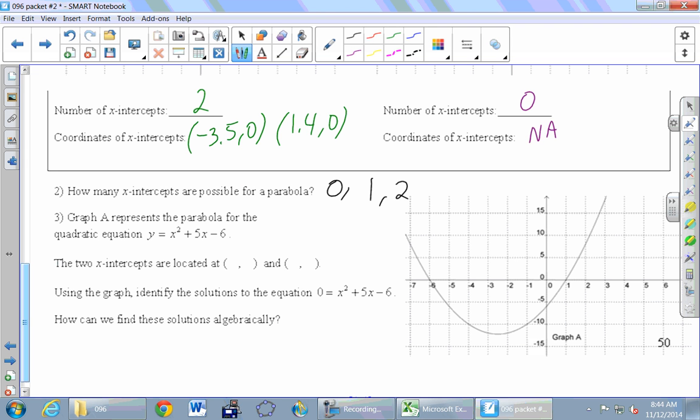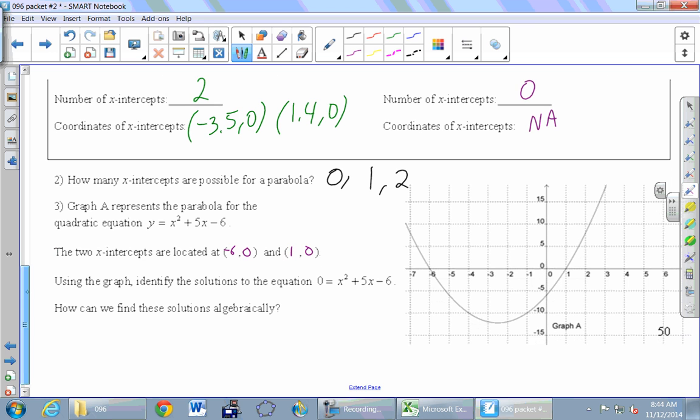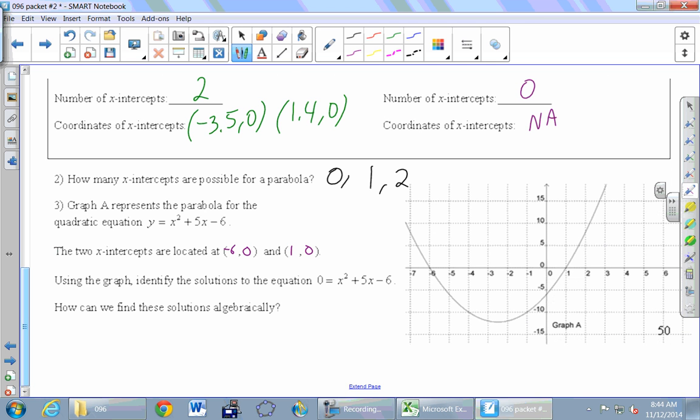Let's go to Alex for number 3. Okay, so we filled these before, so I think we said -6, 0, and 1, 0. Keep going, Alex. Okay, so let's pause right there.